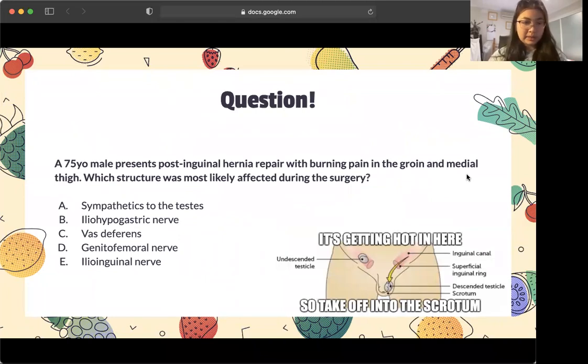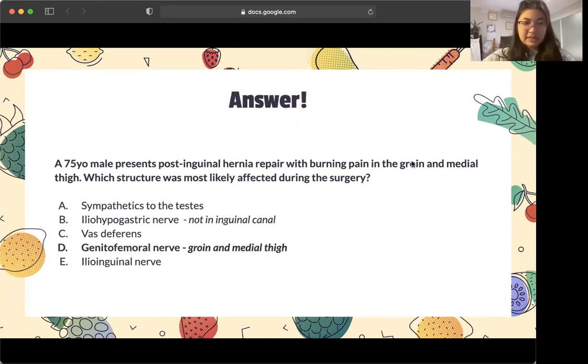Quick question. We've got a 75-year-old male who presents post-inguinal hernia repair. So we've had some kind of surgery on the inguinal canal, and we're already limiting our options to 2 of the nerves. He has burning pain in the groin and medial thigh. Which structure was most likely affected during the surgery? Okay, we might just speed ahead. Great work, guys. It's going to be the genitofemoral nerve. Remember, take a look at the name of the nerve again. If we've got pain in the groin and medial thigh, it's going to be the genitofemoral nerve.